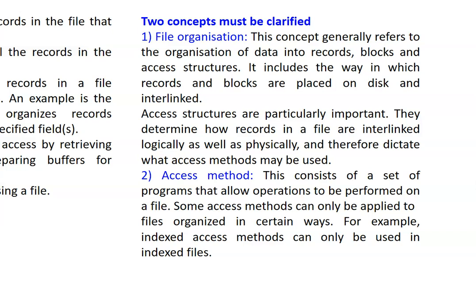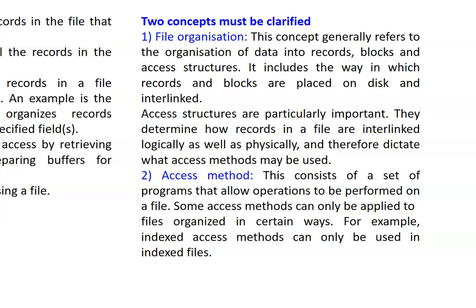And today we are looking at file organization. File organization generally refers to the organization of data into records, blocks, and access structures. It includes the way in which records and blocks are placed on the disk and how they are interlinked. Access structures are particularly important. They determine how records in a file are interlinked logically as well as physically, and therefore dictate how we shall be accessing those records in the file.